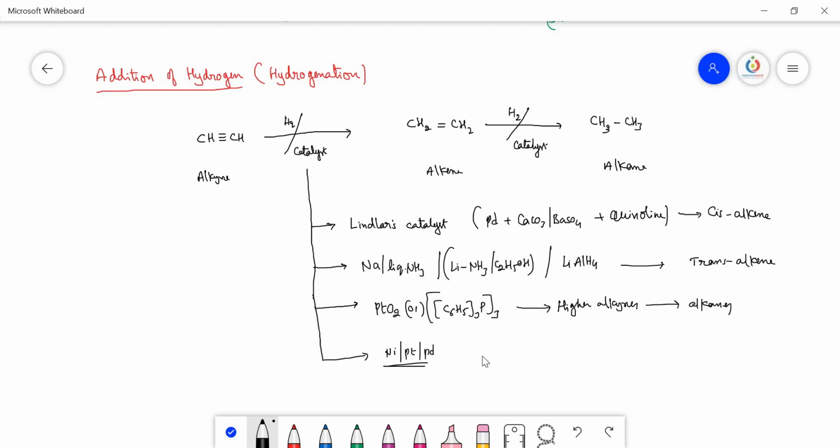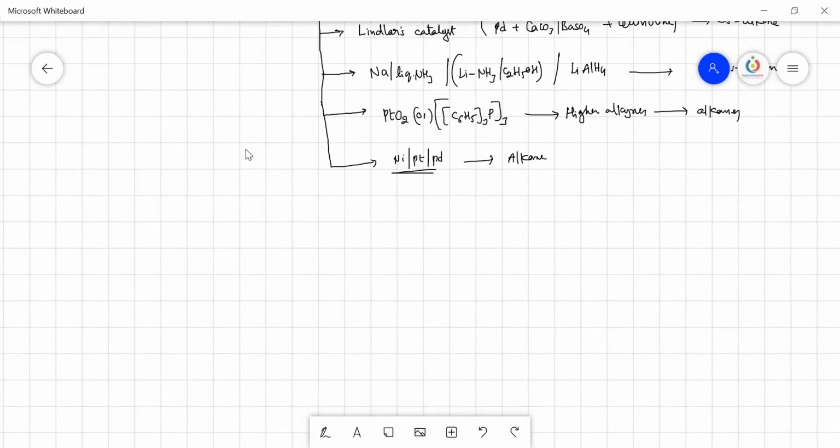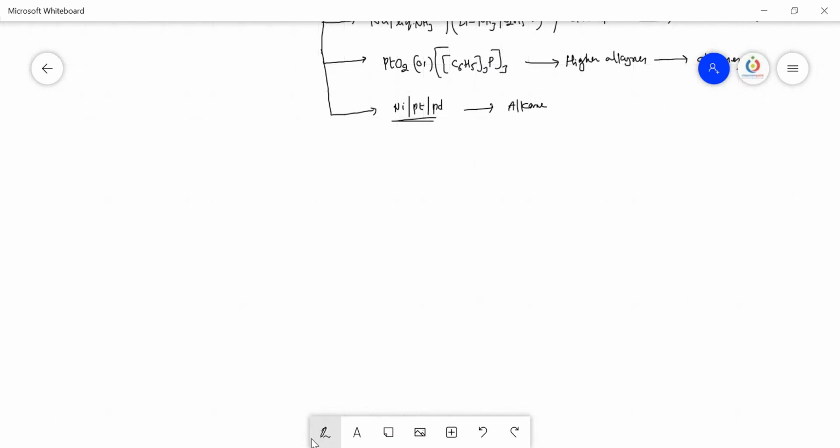If you are using these metals, then you don't get the alkenes as the product, you get alkanes directly as the product. Alkanes are the final products, meaning complete reduction takes place. So let us see some of these reactions initially. We shall take one by one.